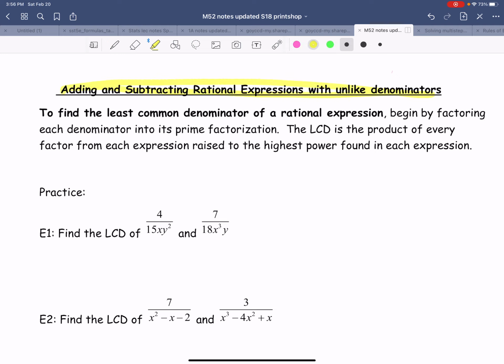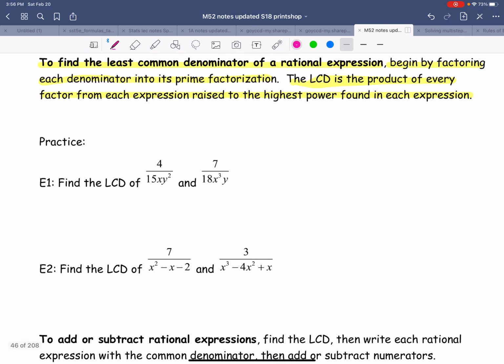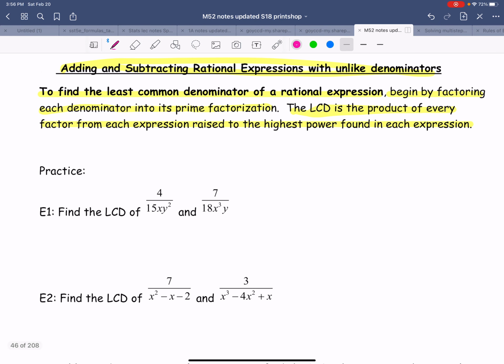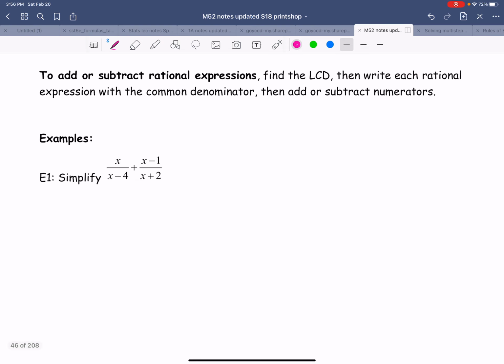To find the LCD of a rational expression, begin by factoring each denominator into its prime factorization. The LCD is the product of every factor from each expression raised to the highest power found in each expression. Okay, so here are two examples of finding the LCD. I'm going to leave those up to you, and I'm going to start with adding and subtracting rational expressions.